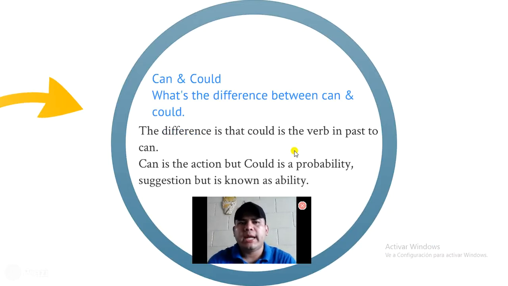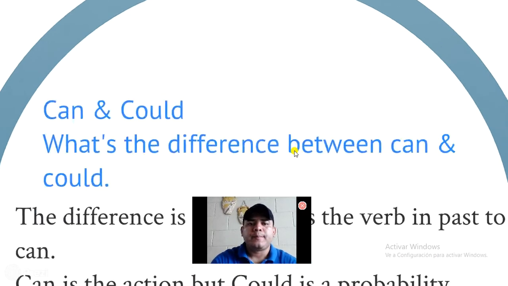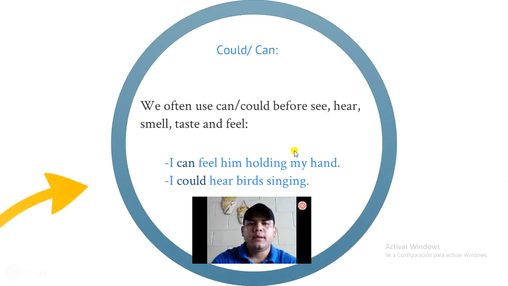What is the difference between can and could? Basically, could is the past of can. So what's the difference? Just this. In other words, we use these things to talk about probability and suggestions. So, as I said, could is the past of can. So we are going to use also these verbs when we are talking about perceptions. And we have some examples over here. We use can and could before see, hear, smell, taste, and feel.